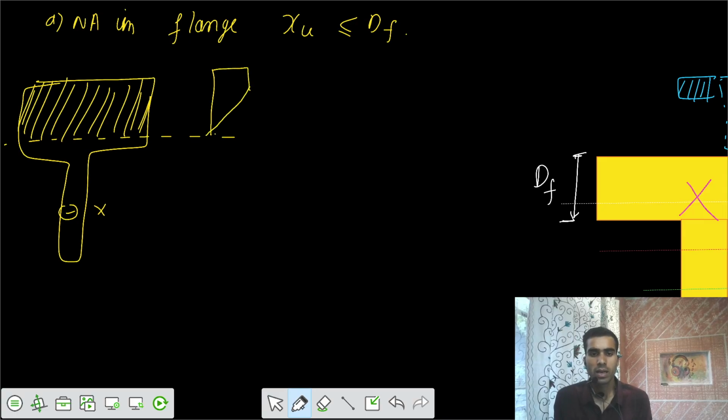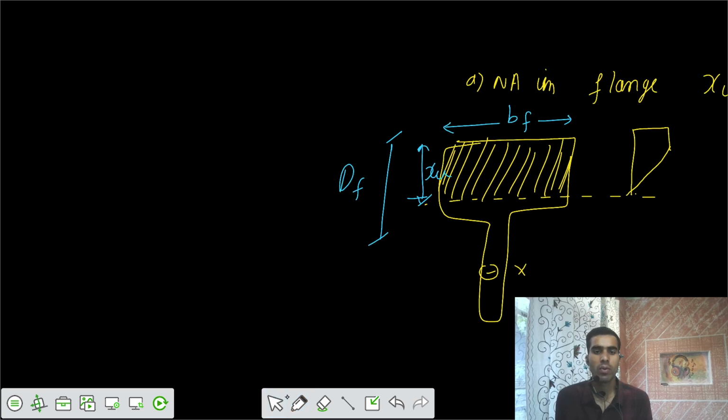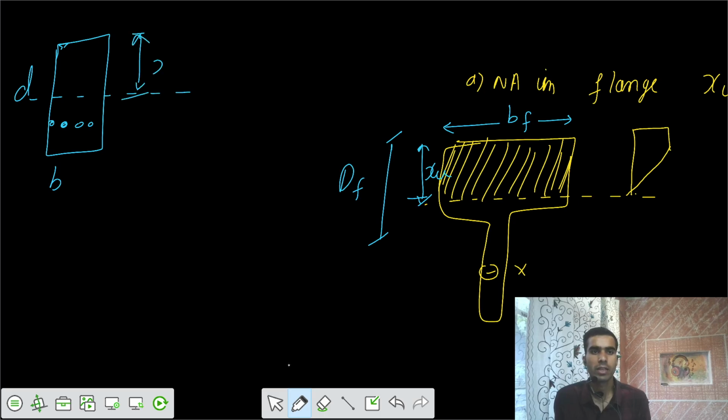So how do you solve this problem? There is some effective flange width of BF, and we have some total dimension of DF, and we have some XU also. And do you know how you solve a singly reinforced beam of dimensions B and small d, such that the neutral axis is somewhere here at the location of XU? The total effective depth was small d.